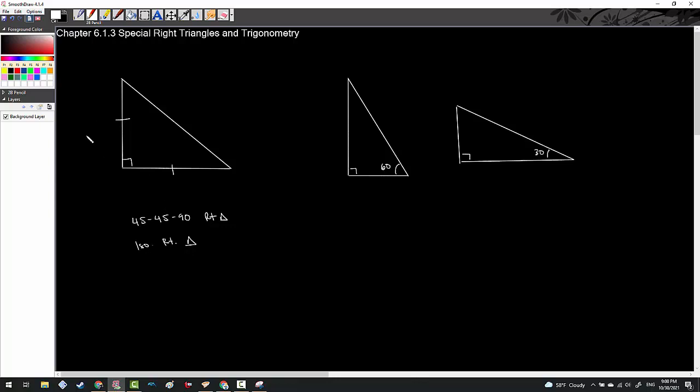The way the side ratio breakdown worked for this one was that because the triangle was isosceles, the two sides ended up being the exact same length. So they were both x and x. And we found through pattern recognition that this side ended up becoming the square root of 2 times the side of each of the legs. That was the pattern that we established for the 45, 45, 90.